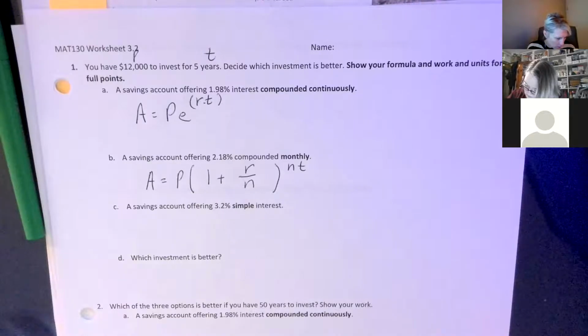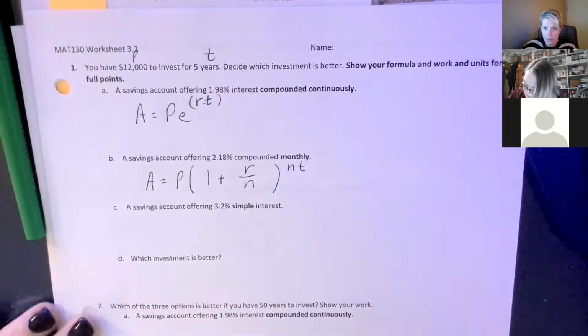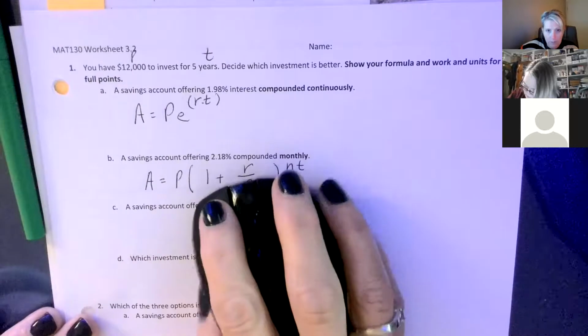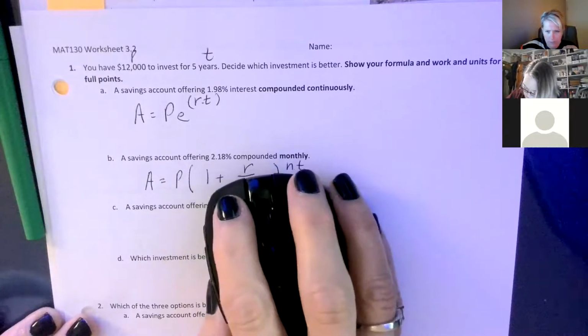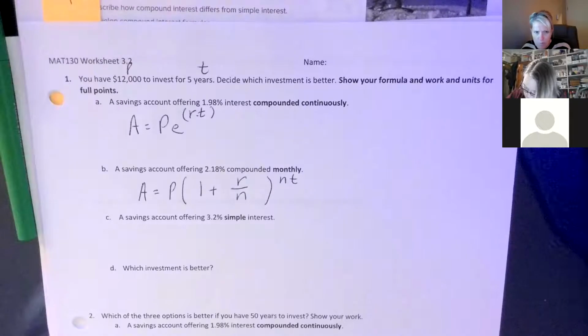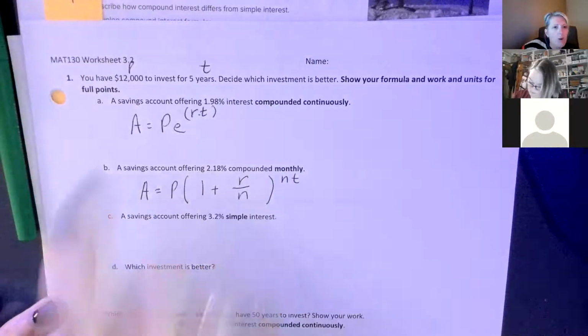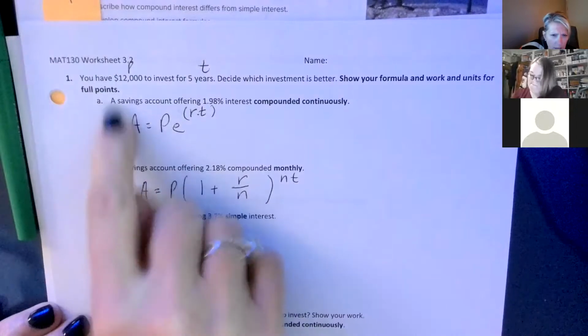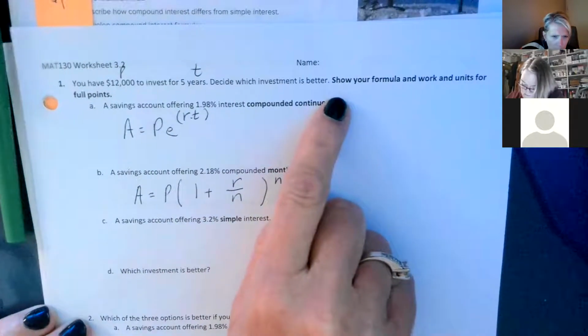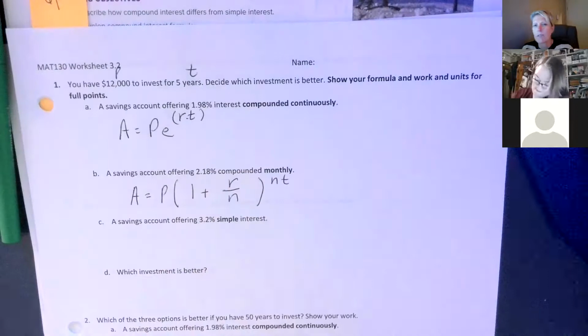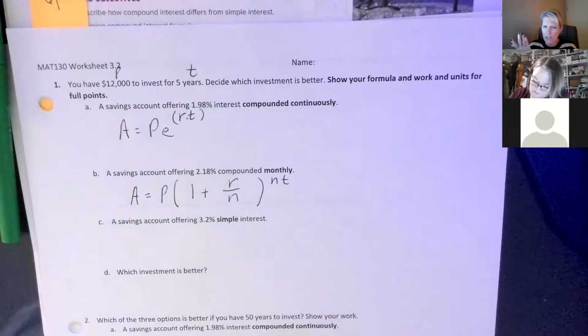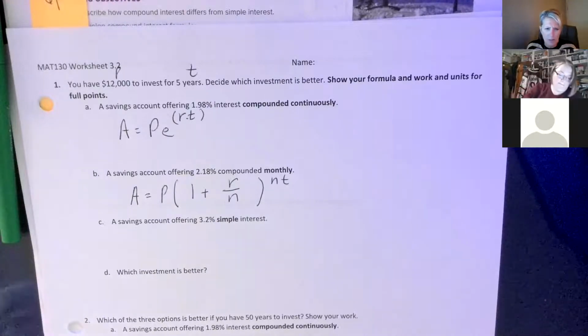You doing okay, Carter? Any questions? I'm not holding anything back if anybody needs help. Yeah, so for number one, are we using that answer to fill in the A for number two? So A is what we're trying to find, right? It's asking us to decide which investment is better. So how would we compare all of these investments? What do we need to do for each of them just to compare them?